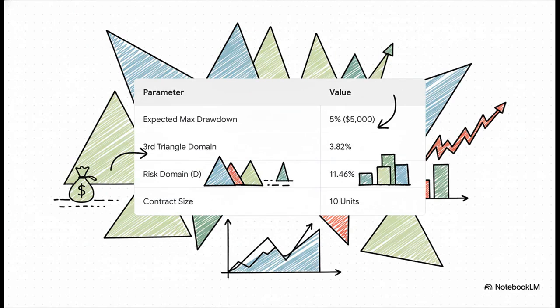Now, the documentation continues by laying out a risk preview. And it does this using a hypothetical $100,000 in capital, just as a baseline. It establishes an expected maximum drawdown of 5%. It also specifies values for what it calls the third triangle domain and the risk domain. And finally, a contract size is set at 10 units. These are all the variables the model is going to work with.